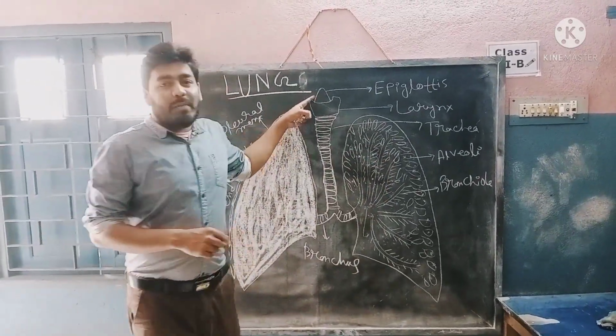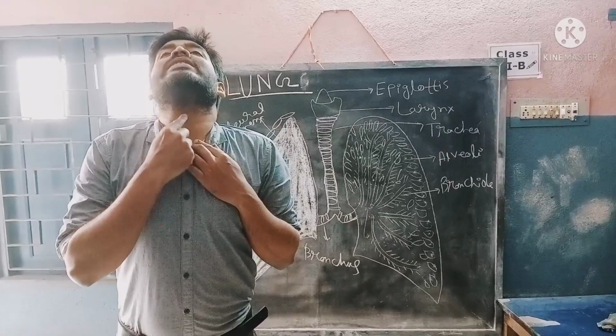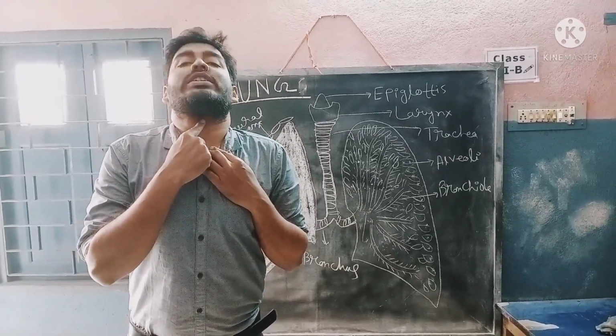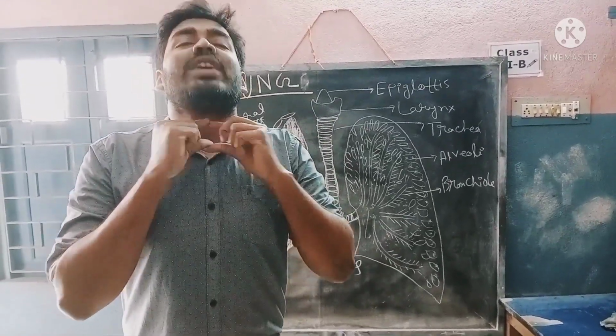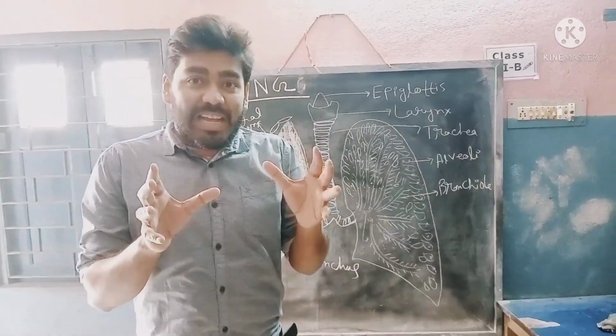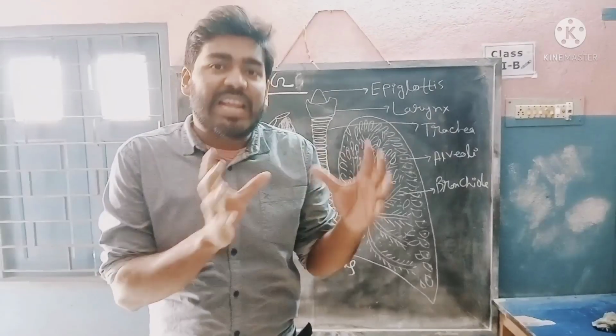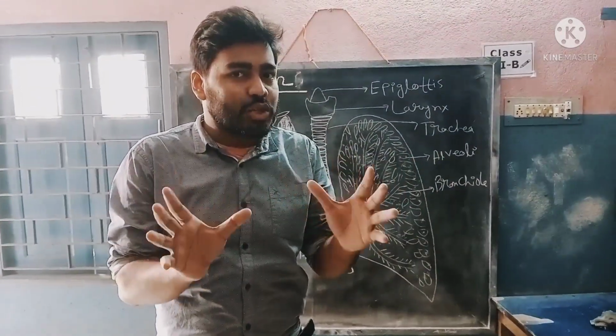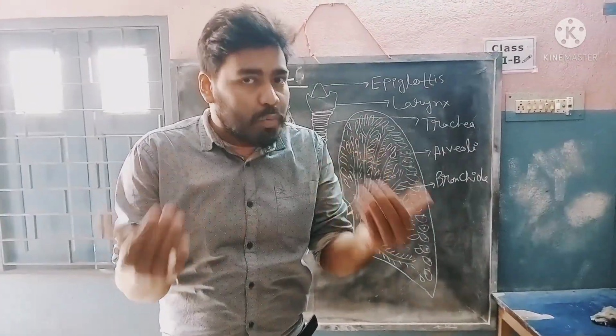The outer part of the lung is called the epiglottis. This portion is called the epiglottis. Then the lower portion is called the larynx. In the larynx, the sound is produced in animals and humans. That is why the larynx is called the sound box.